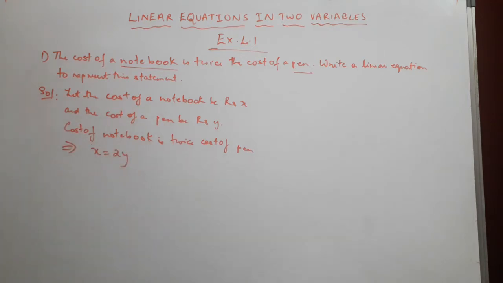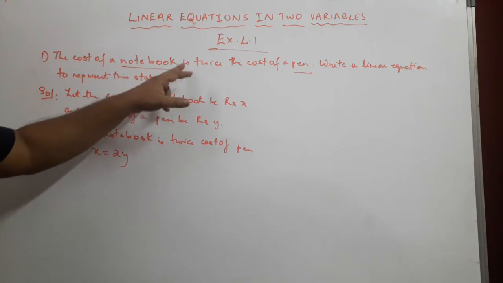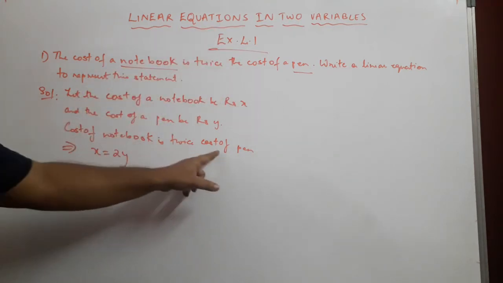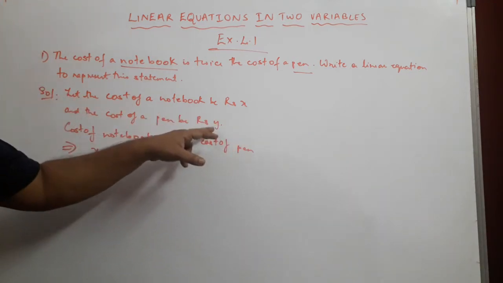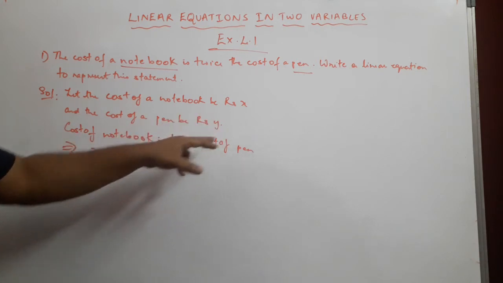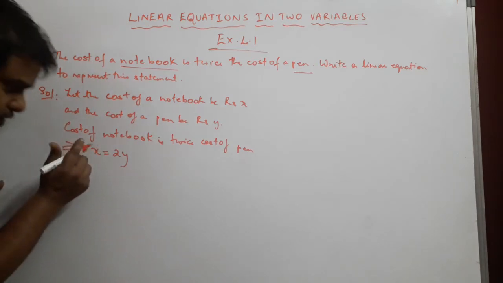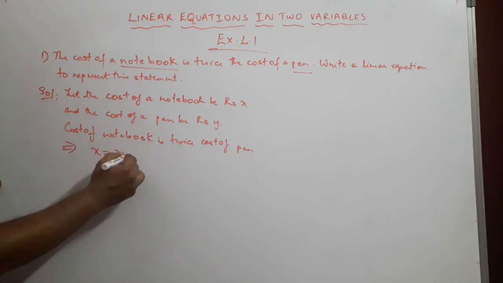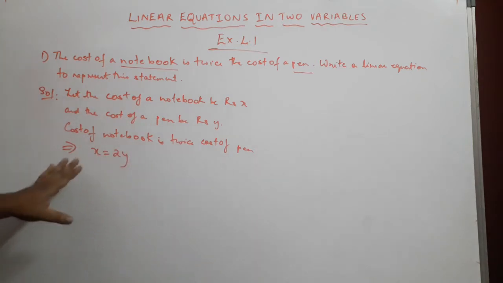Why x is equal to 2y? What is x? X is the cost of a notebook we have mentioned over here. It is said that the cost of a notebook is twice the cost of a pen. What is the cost of a pen? It is rupees y. So twice the cost of the pen will be 2y, right? So x is equal to 2y. It means that the cost of a notebook is twice the cost of the pen.